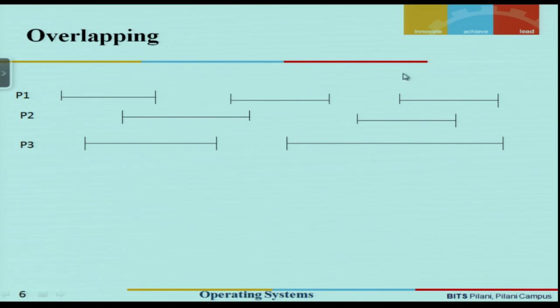That is what the concept of overlapping is, and we can again see very clearly that because of overlapped execution, the efficiency of execution would improve. We shall be able to execute more number of processes per unit time.